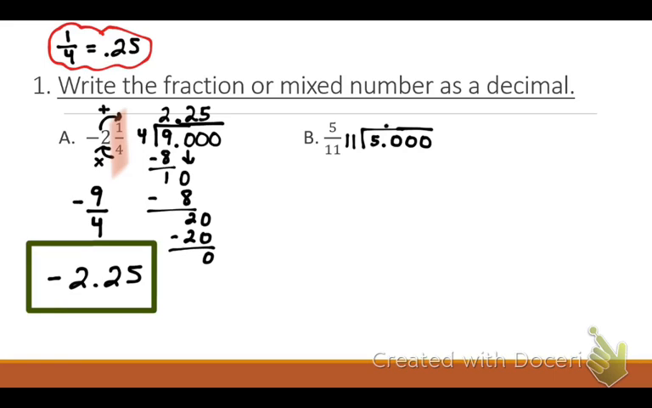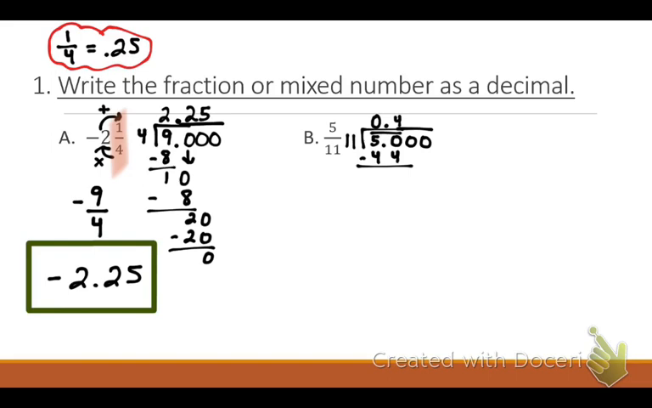Whoop. Can an 11 go into a 5? No. Okay, so technically it goes in 0 times. You can put a 0 there if it helps you. Now we're looking at this. Can an 11 go into a 50? Yes. How many times? 4 times. 4 times 11? 44.